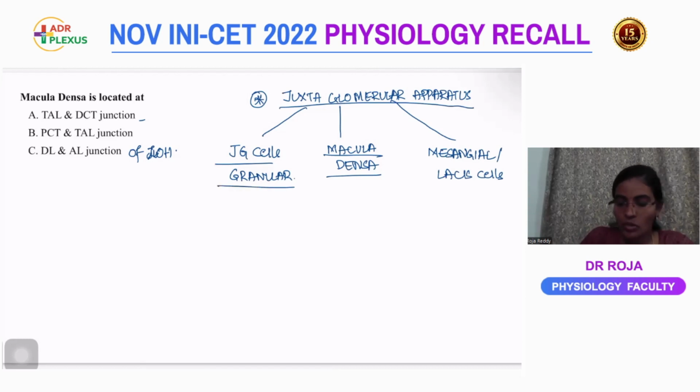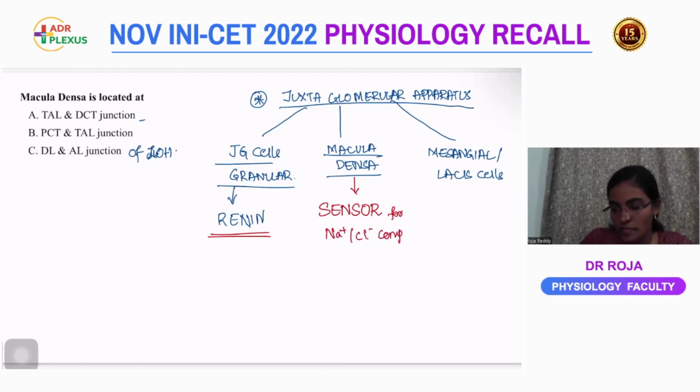Now, what is the function of the granular or juxtaglomerular cells? These are the cells which secrete renin. Coming to the macula densa cells, these are the cells which act as sensors for the sodium and chloride composition in the tubular fluid. And then we have the mesangial or lacis cells, which are the contractile elements.